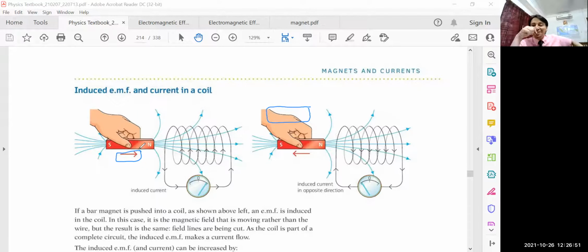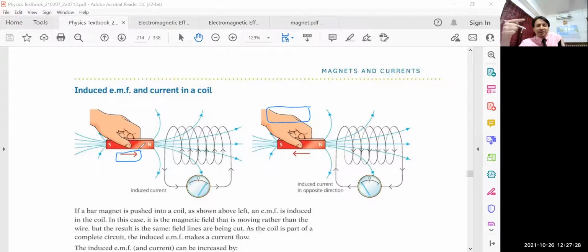One more time, children. Listen carefully. It will take some time, but then you will understand it. Have patience. Let me repeat. Lenz states that current is induced in a coil in such a way, children, it's not always clockwise, it's not always anti-clockwise, in such a way that it can oppose. What does it oppose? It can oppose the factors responsible for inducing current in a coil.